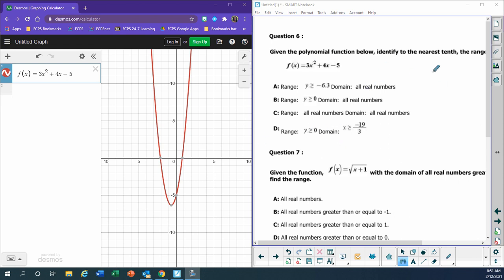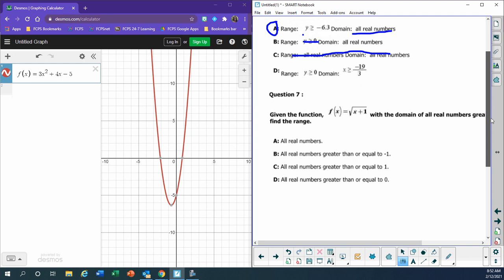So the question is, find the range, right? So the range starts from here. So the y coordinate here is negative 6.33, and it's going up, right? So you have to pick, so it's not 0. No, it's not, both of them are not real numbers, right? And then here it is, I think A. Because y is greater than or equal to negative 6.33, so it goes up, and domain is going to be all real numbers. Okay. All right, so for the next one, the same thing.